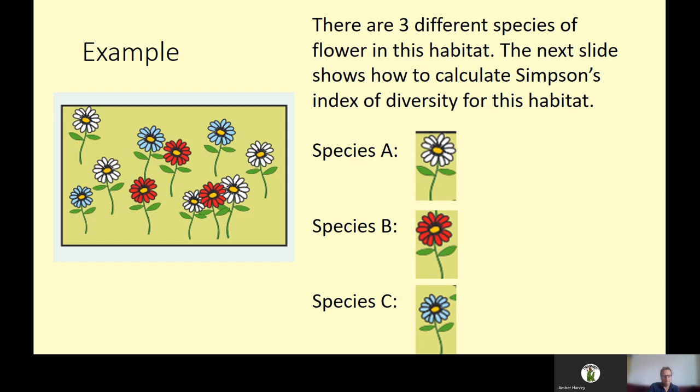We're going to go through an example, and in a minute I'm going to give you an example to have a go at yourself. I'll show you a couple of methods for doing this. There's a couple of videos that we've got on here. Let's imagine this fairly straightforward example: we've got three different species of flowers in this habitat, white ones, red ones, and blue ones. The next slide shows us how to calculate the index of diversity for this habitat.